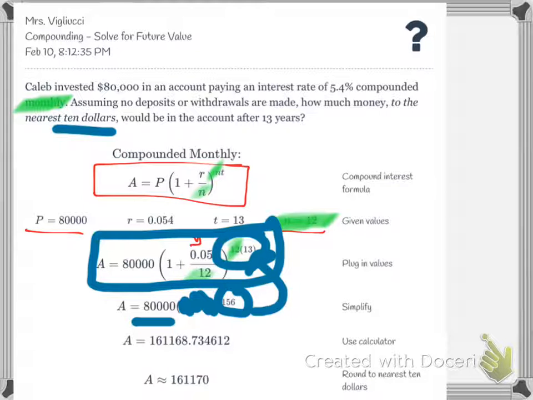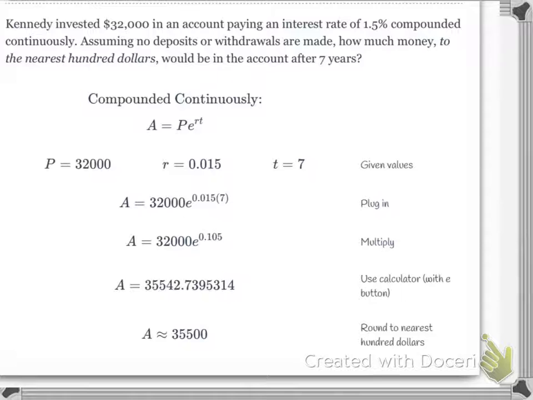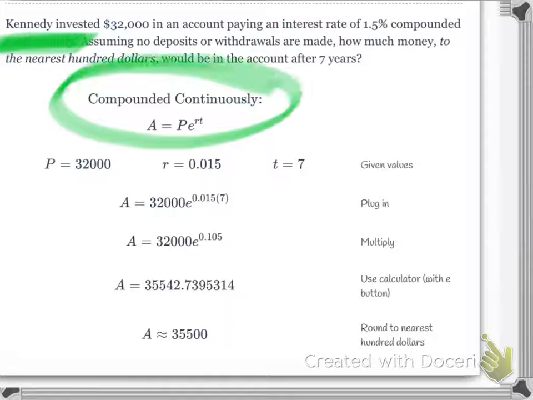Okay, and then the next thing I'm going to show you is new. We haven't learned it. This is what I was supposed to teach you today. But unfortunately, the kids are not feeling good. So, compound continuously. Anytime you're reading and you see it's compounded continuously, this means you have to use a different formula. There it is. A equals P E to the RT. And I'll explain to you tomorrow what E means. But basically, I just need you to practice using the formula today.